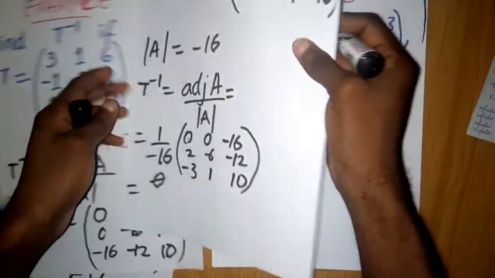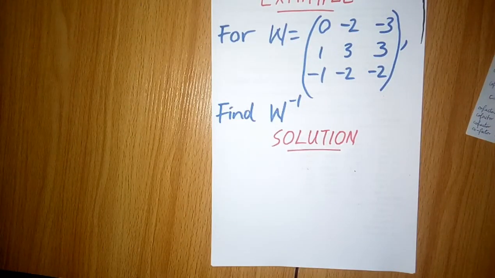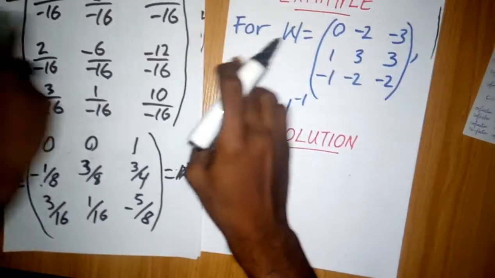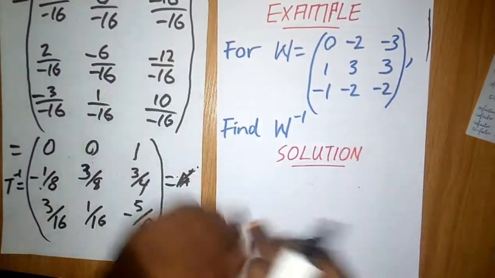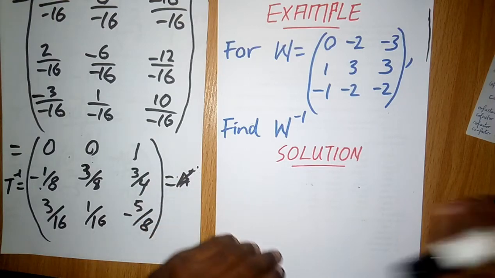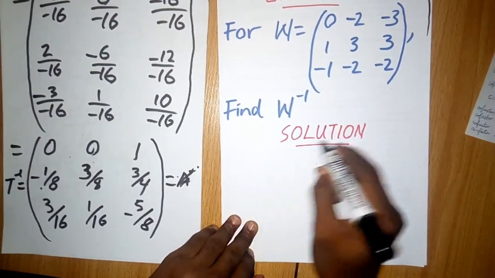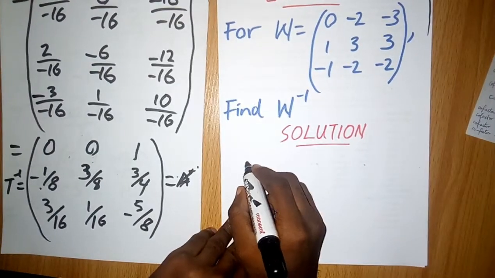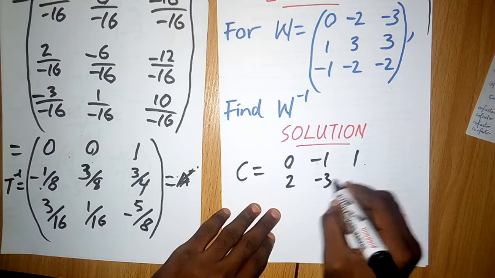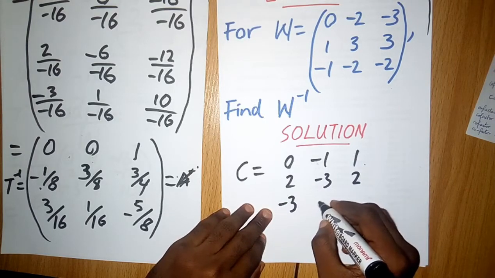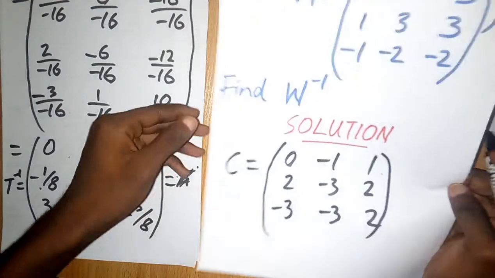Now looking at W inverse. I've also solved this one before this class, so I've already solved for the adjoint and its determinant, and we'll just substitute it here and go on. For this, the matrix of cofactors is 0, minus 1, 1, 2, minus 3, 2, minus 3, minus 3, 2. By the time you solve for the cofactors of each entry, you get this.